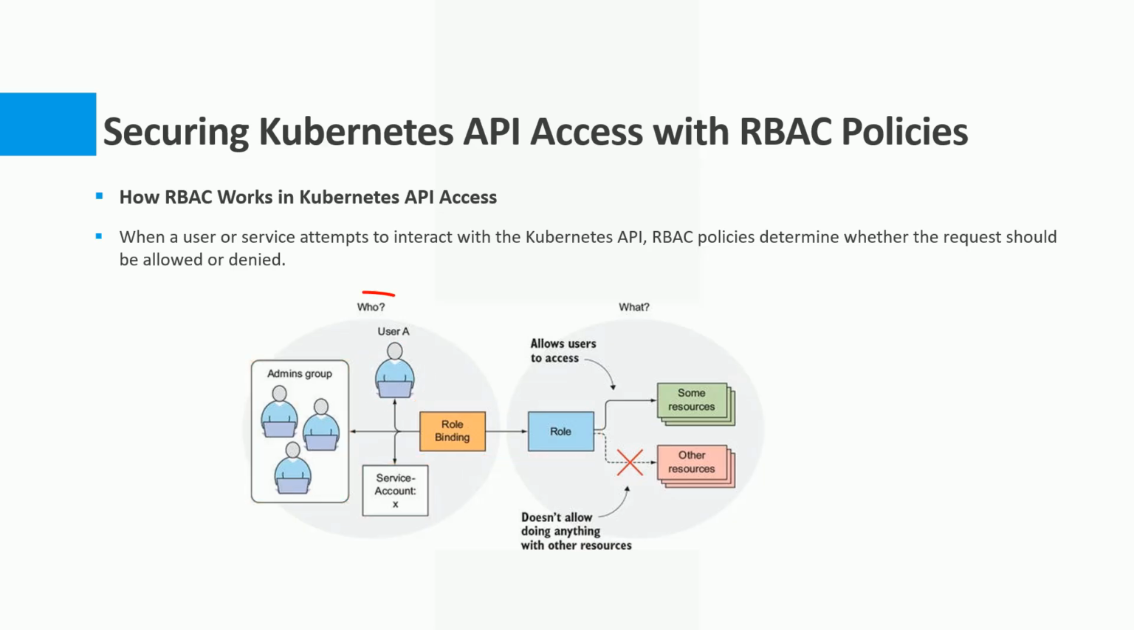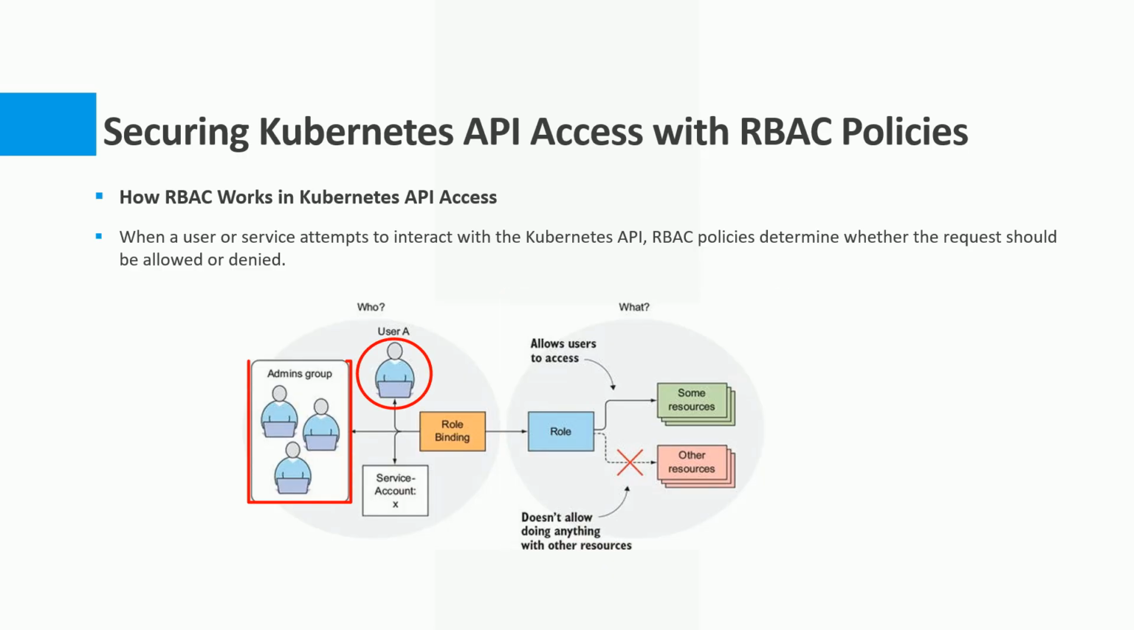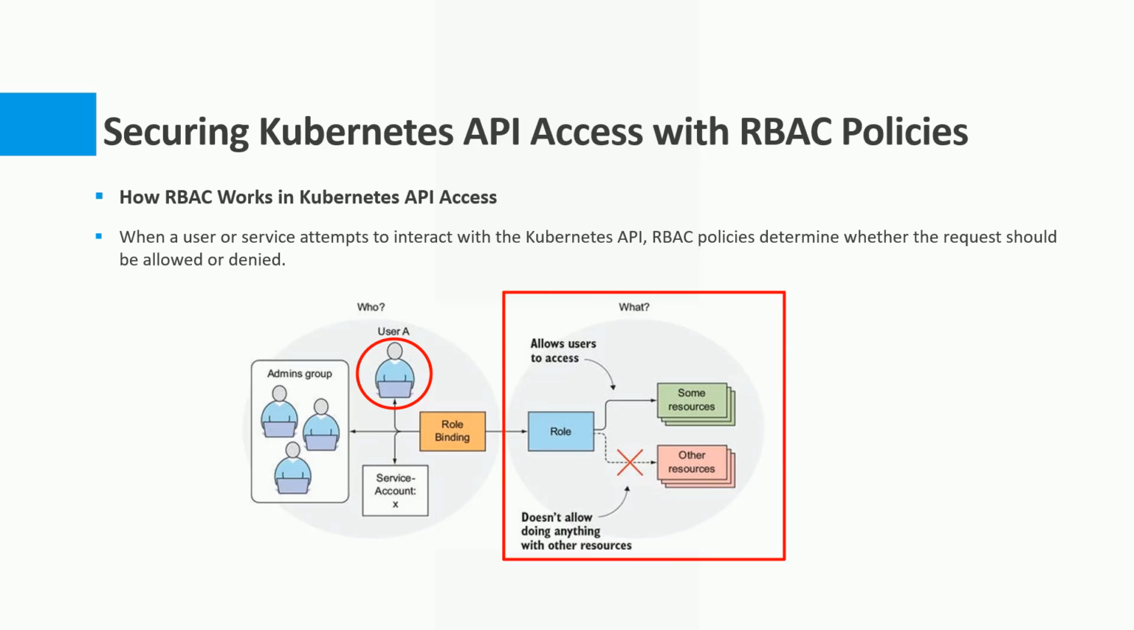So let's start. The left side of the image represents who needs access to the Kubernetes resources. You can see in this figure, it has "Who" written at the top of the image. In Kubernetes, access can be granted to different types of entities like users, groups and service accounts. User A, you can see in this figure, is an administrator or a developer, or we can say a simple user who wants to access the cluster.